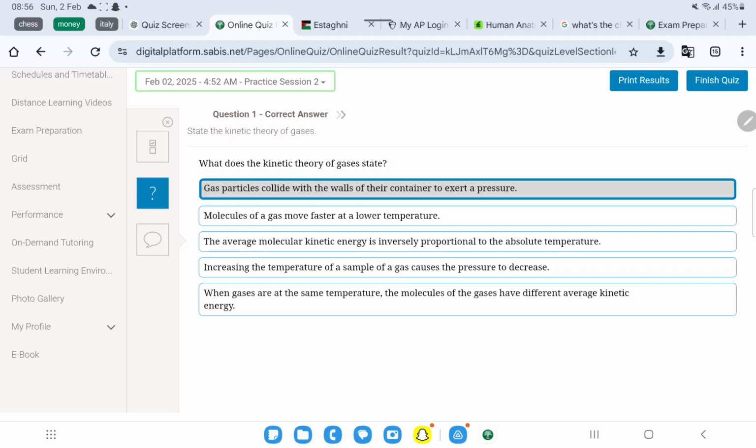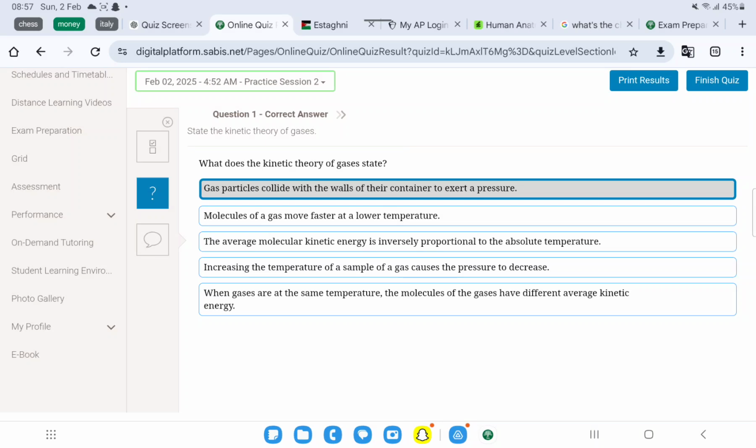Now 5.2. What does the kinetic theory of gas state? Gas particles collide with the walls of their containers to exert pressure. Yeah, that's the only thing from the options that's correct. Molecules of gas move faster at lower temperature? No, because kinetic energy is directly proportional to absolute temperature, not inversely proportional. So when the temperature increases, the molecules will move faster. The average molecular kinetic energy is inversely proportional to the absolute temperature? We just said that it's the opposite.